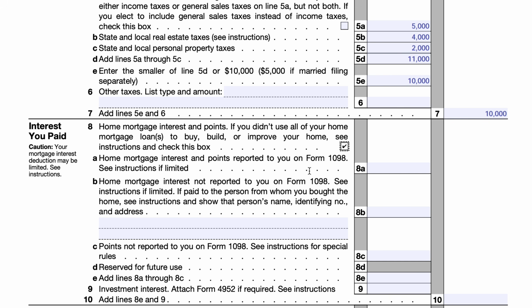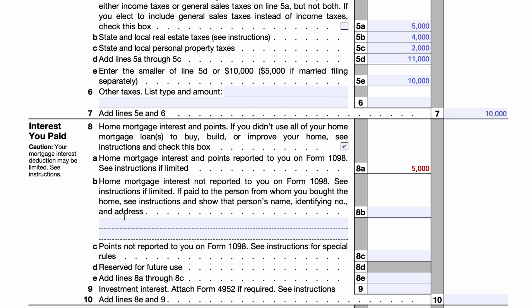So in line 8A, we're going to enter the amount of home mortgage interest and points that were reported to you on a Form 1098. Let's just say that they paid $5,000. In line 8B, you're going to report anything that wasn't reported on a Form 1098. So if you paid interest to a recipient that didn't give you a 1098, you'd report your deductible home mortgage interest here instead. So like seller financing is probably the most common type of mortgage interest that would fall into that.